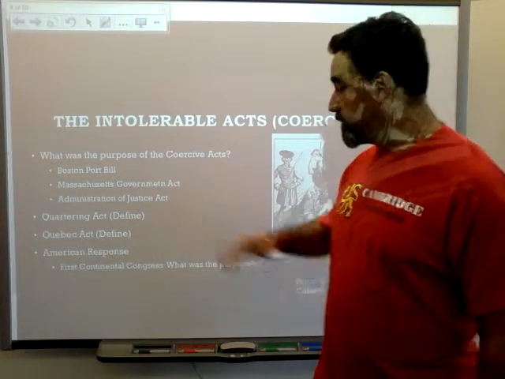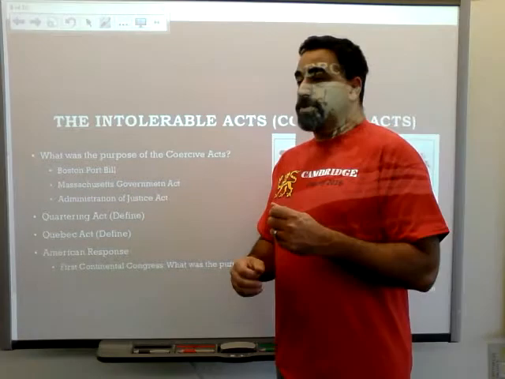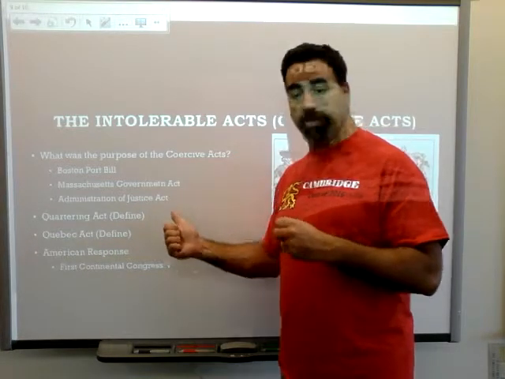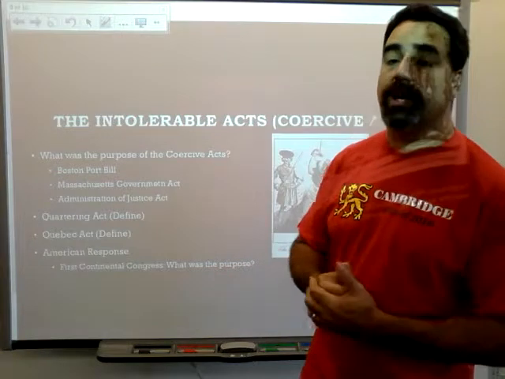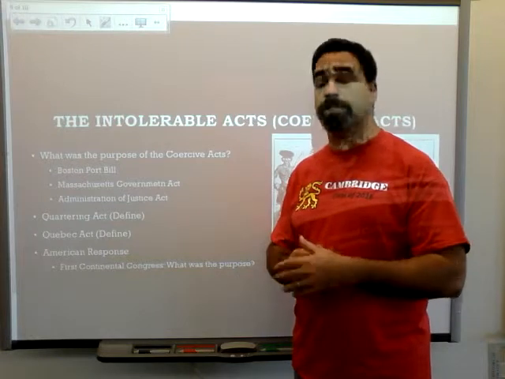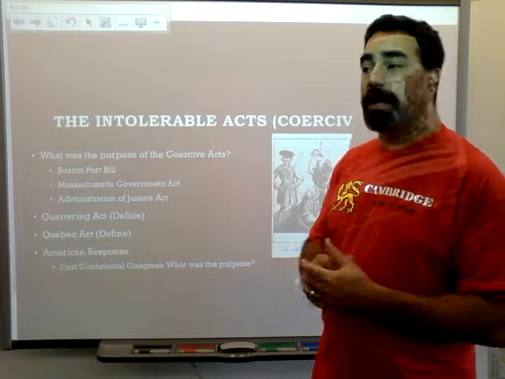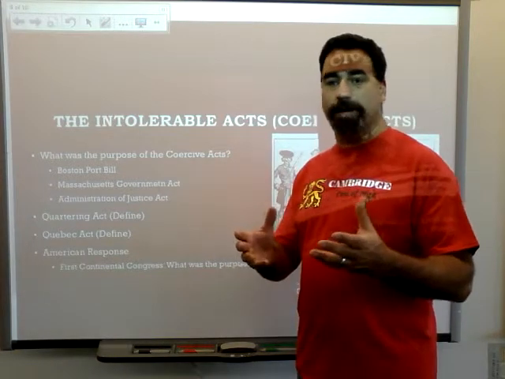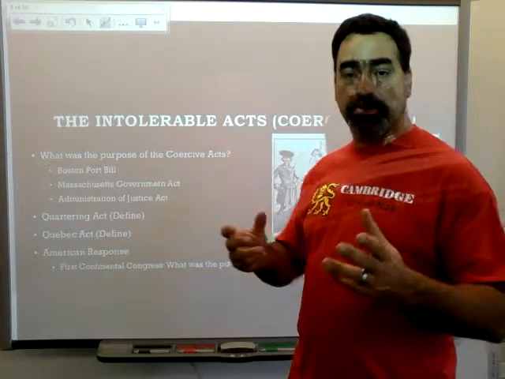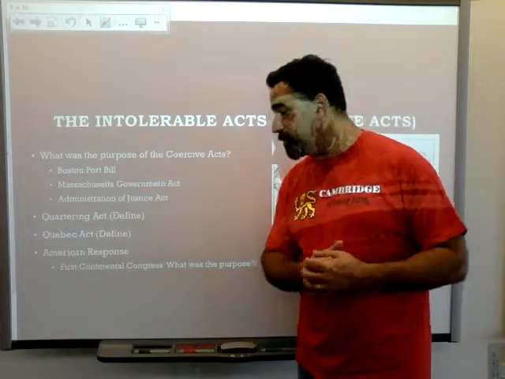So, the Massachusetts Government Act. The Administration of Justice Act said, hey, look, those soldiers who had fired into the crowd in Boston, they don't have to be tried in a colonial court. They must be tried in a British court. By the way, those soldiers had been very aptly defended by none other than John Adams, who will become our second president, a great patriot during the American Revolution. So this was known as the Administration of Justice Act.